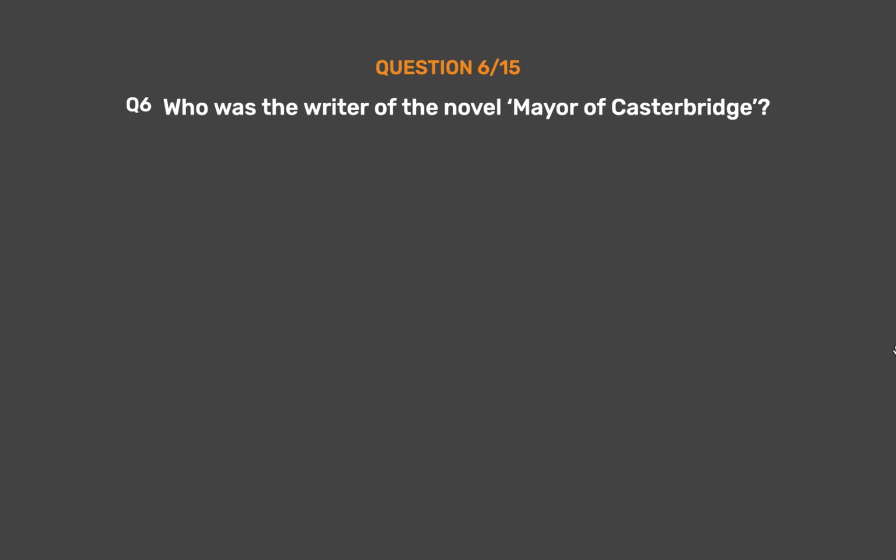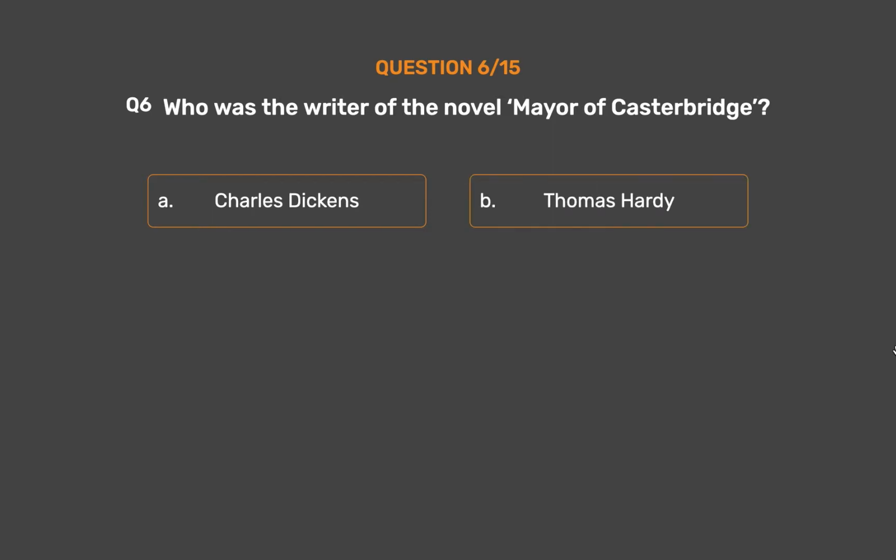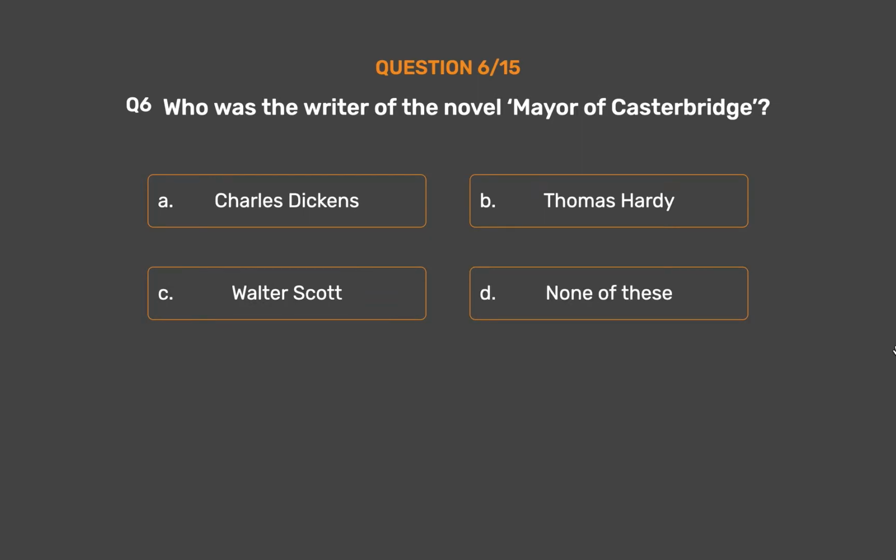Question number 6. Who was the writer of the novel Mayor of Casterbridge? Option A. Charles Dickens. Option B. Thomas Hardy. Option C. Walter Scott. Option D. None of these.